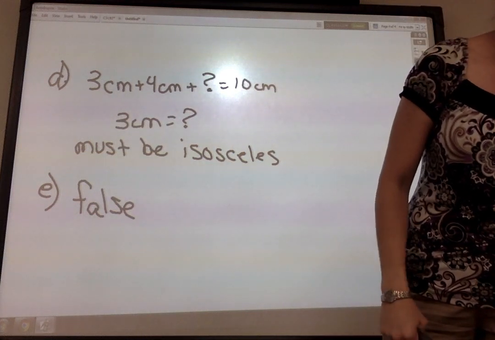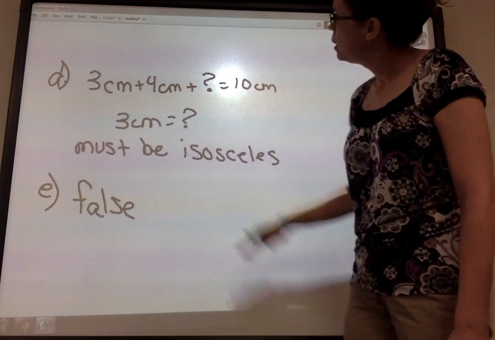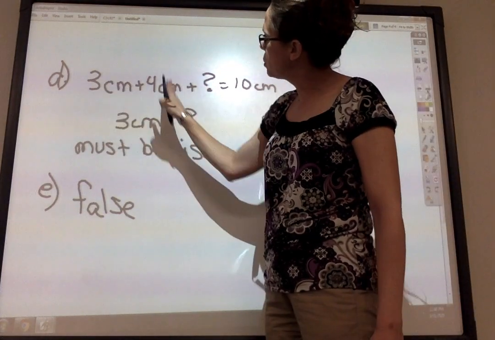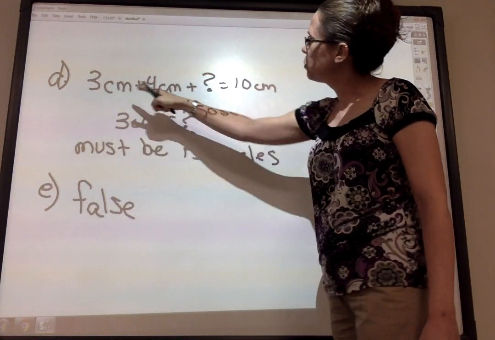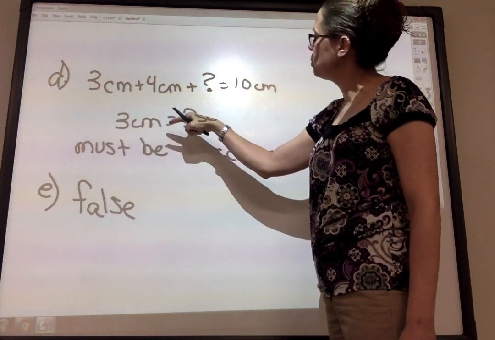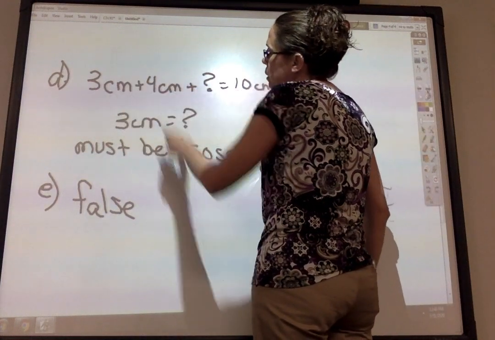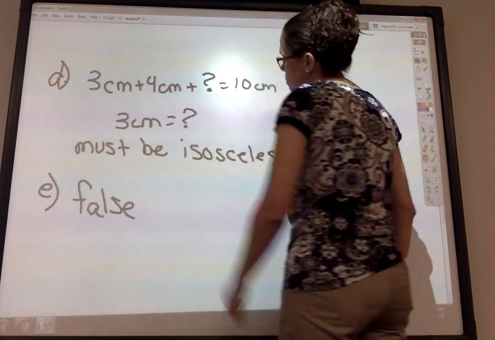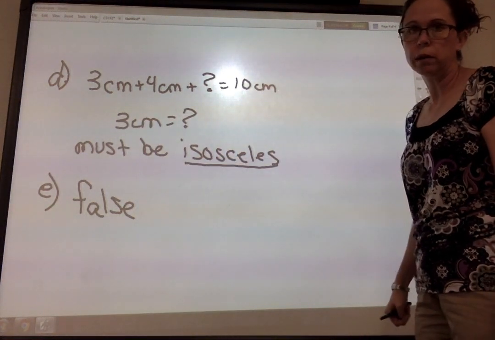So they want us to figure out what type of triangle it is. Okay? Well, I know two of the sides, 3 centimeters and 4 centimeters. I know the perimeter. That means the other side, 3 and 4 make 7. 10 minus 7 is 3. The other side has to be 3. Well, I already have one side that measures 3. If I have two sides that have the same measure, that means I've got an isosceles triangle.